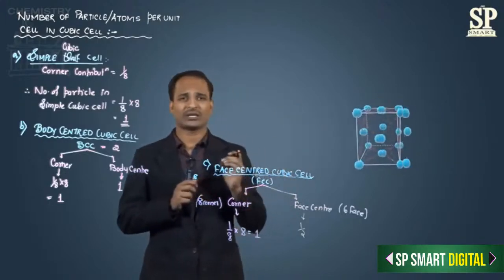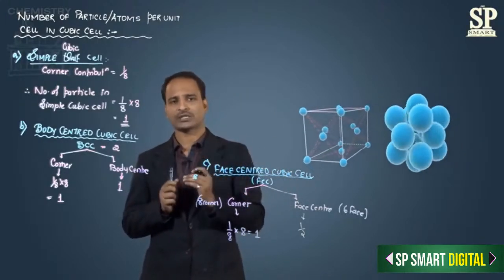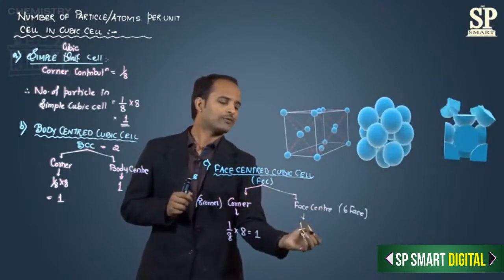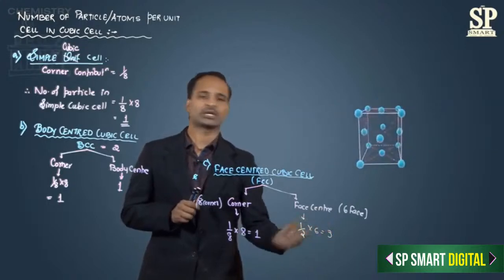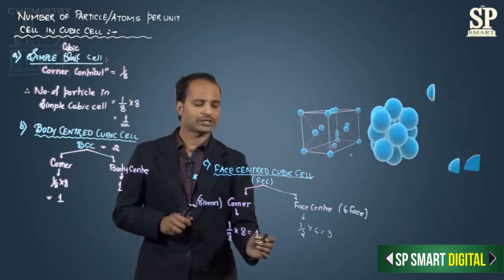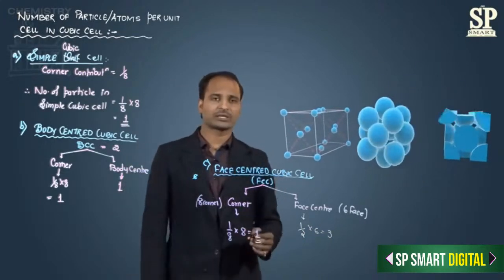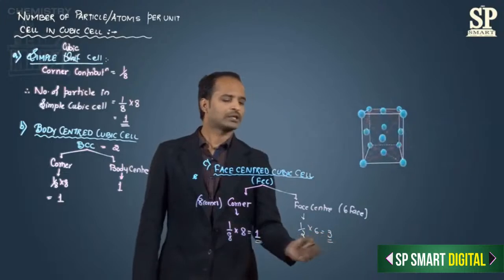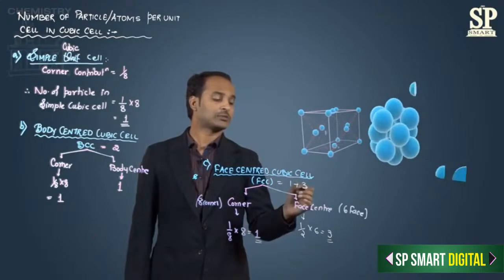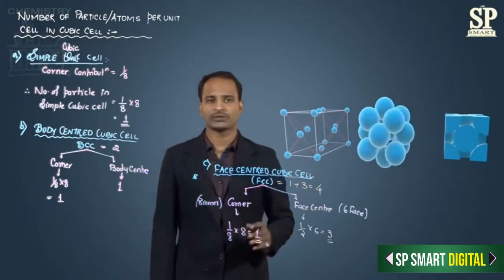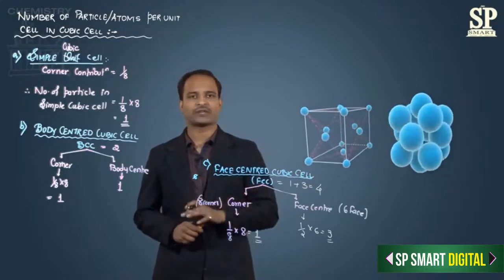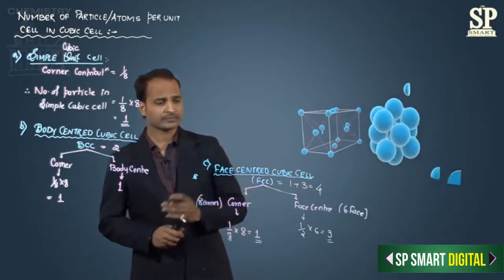So every unit cell has 6 faces, and from every face we get half a particle. So half into 6 faces gives a total of 3 particles. So in a face-centered cubic cell, we get 1 particle from the corners and 3 particles from the face centers. The total number of particles is nothing but 1 plus 3, that is 4 particles. So here we have a total of 4 particles in case of FCC, that is the face-centered cubic cell.